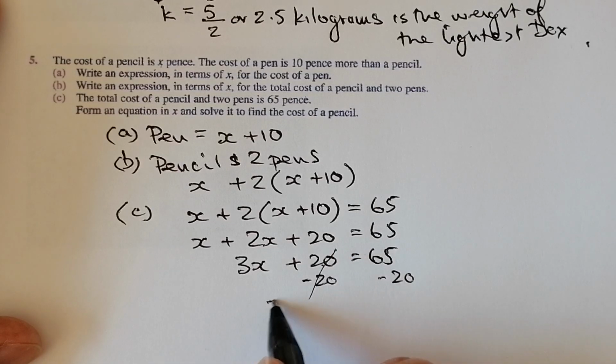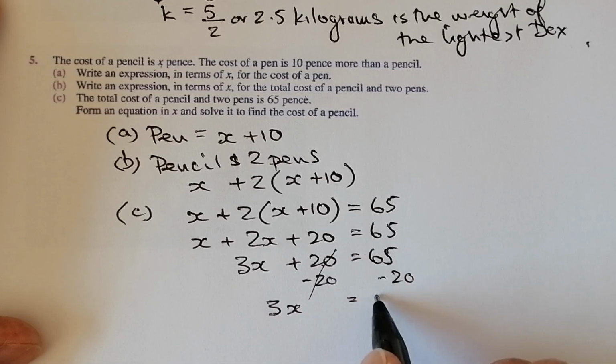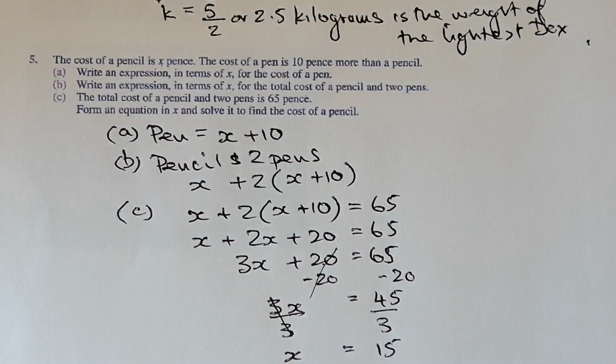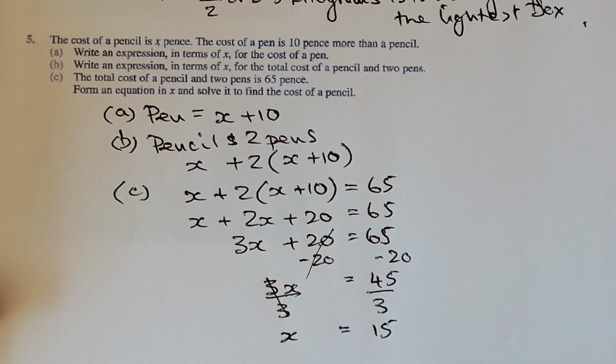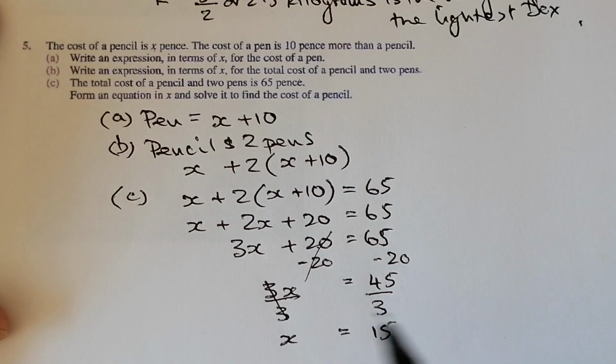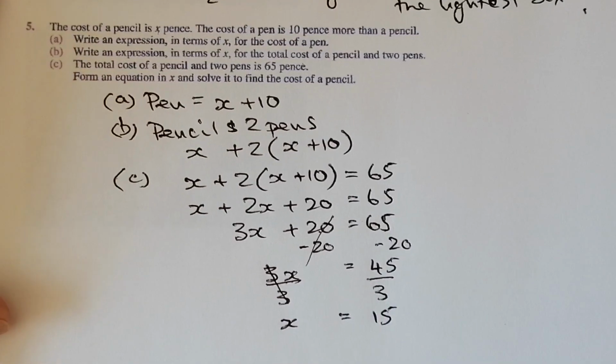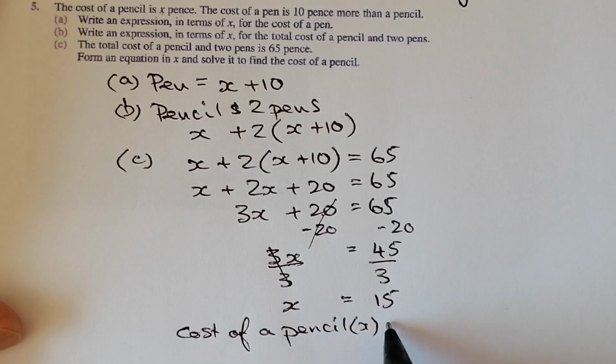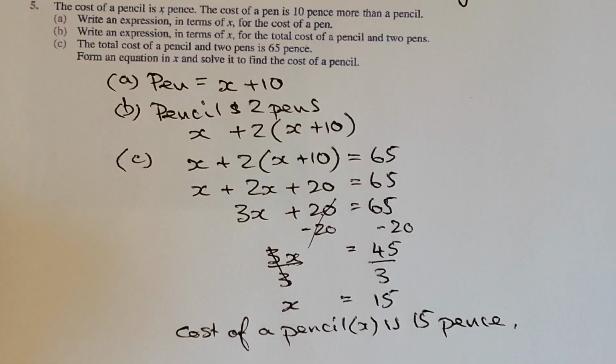That eliminates this here and leaves us only with 3x on this side, and that will be 45 on that side. We'll divide then by 3, eliminating that, gives us 15. 3 into 45 will give us 15. So that's going to be the cost of a pencil, isn't it? So the cost of a pencil, remember that was x, is 15 pence. And that would be that question complete there.